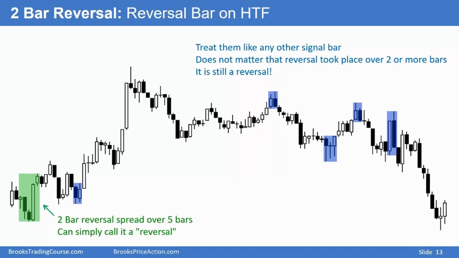2-bar reversal spread over 5 bars. We sold off and then we rallied. I would not call that a 2-bar reversal. I would simply say, oh, it's a reversal.